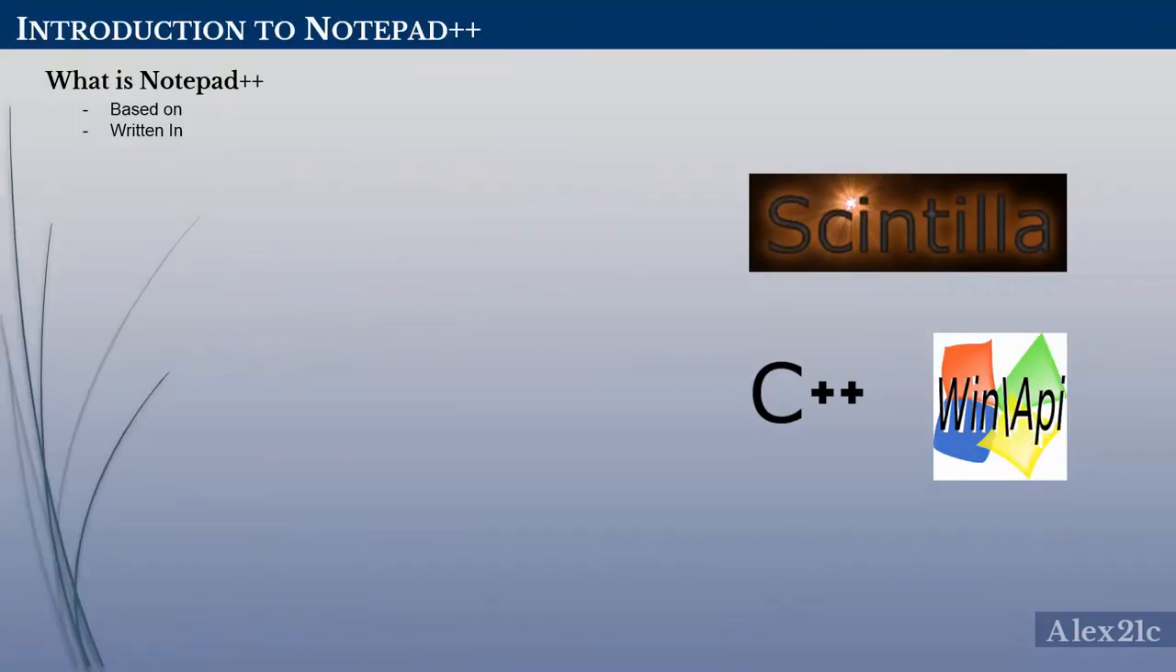This software uses a free open source library called Scintilla that provides advanced source code editing functions. It is written using C++ and uses the Win32 API, which ensures higher execution speed and smaller program size.